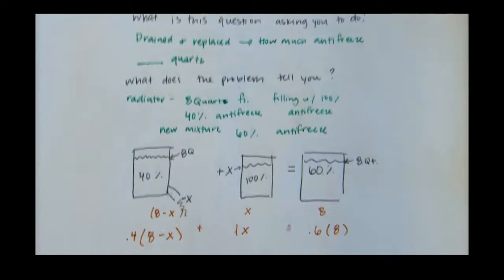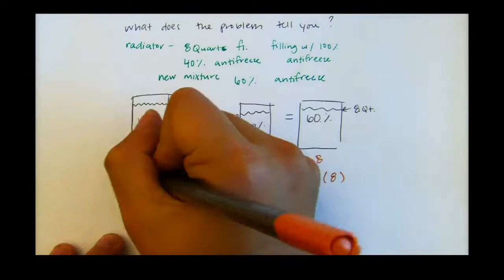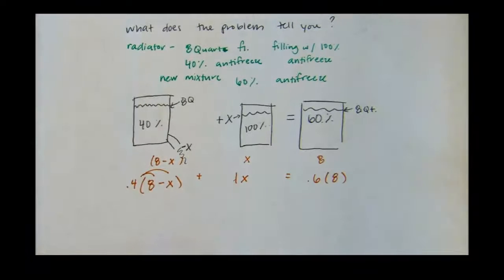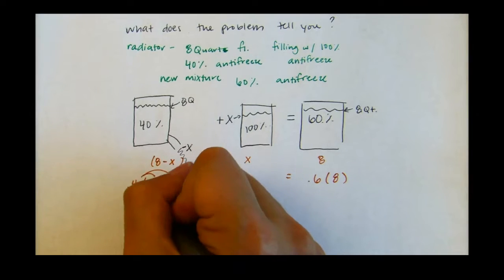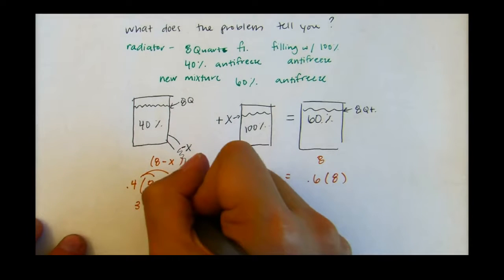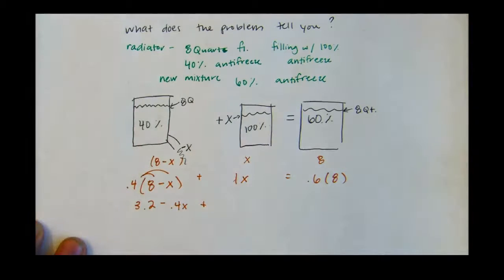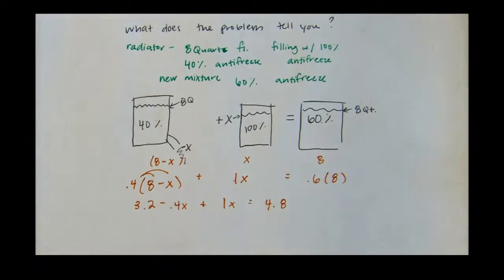So I can go ahead and solve and simplify. So I'm going to distribute in my 0.4. If I take 0.4 times 8, I'll end up at 3.2 minus 0.4x plus 1x equals 0.6 times 8, which is going to give me 4.8.